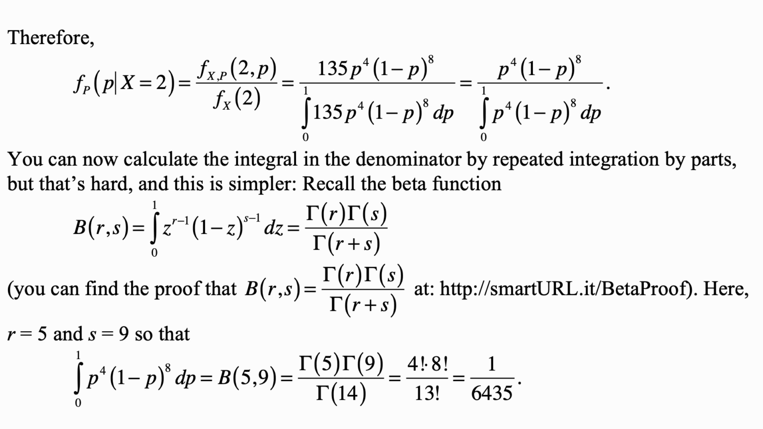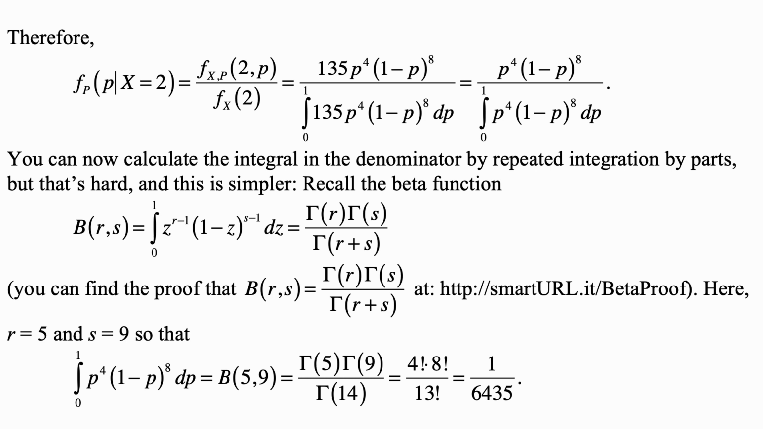And 135 cancels, and what we are left with is p to the 4th times (1 minus p) to the 8th over the integral from 0 to 1 of p to the 4th times (1 minus p) to the 8th dp. You can now calculate the integral in the denominator by repeated integration by parts, but that's hard, and this is simpler. Recall the beta function.